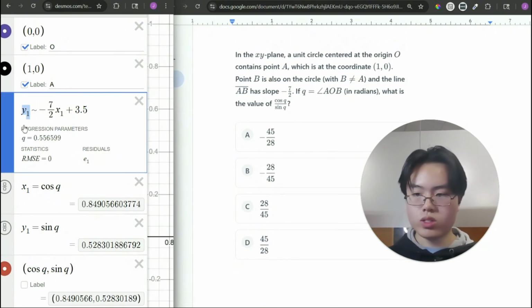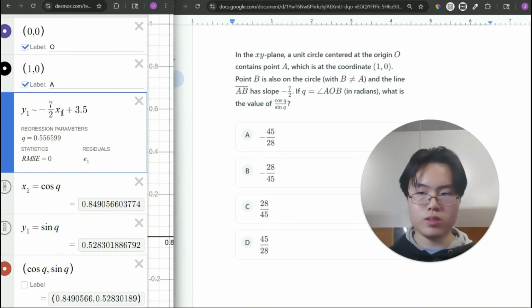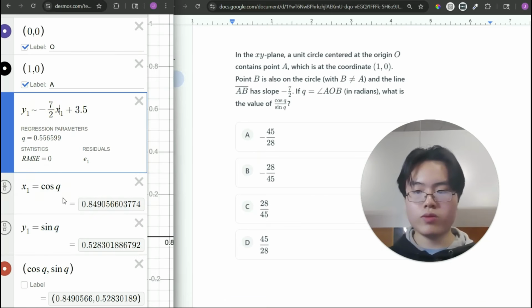It's basically asking Desmos to find values of constants so that both sides of the squiggly line equal each other. And when it sees y1, it knows, oh, I already know what y1 equals. y1 equals sine of q, so it's going to plug in sine of q for us here automatically. And it sees x1, so it's going to plug in cosine of q automatically, and it's going to find a value of q that makes both sides of the equation equal each other.